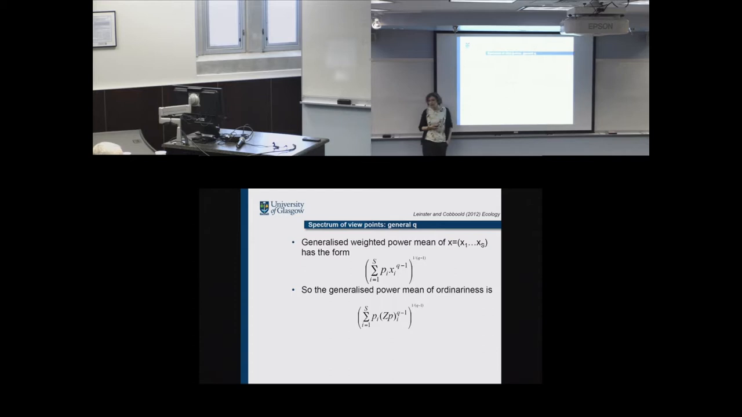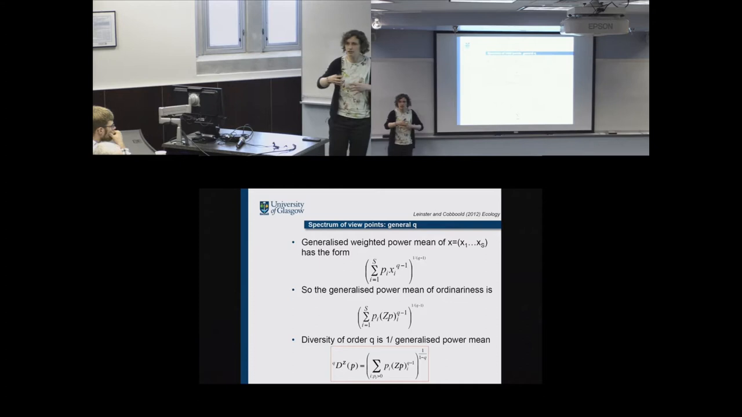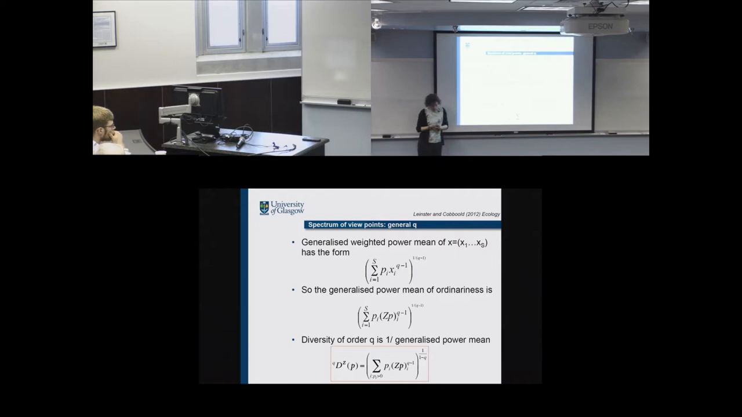So if you stare at it a bit, in particular, if we had Z equal to I, then this is the formula we've already seen. This is the exponential of the Rényi entropies. So 1 over this formula is basically our diversity of order q when we include information about similarity of species. And so when Z is I, we exactly recover the exponential of the Rényi entropies. Okay. So it's somehow allowing us to include distance into our ideas of entropy and diversity.